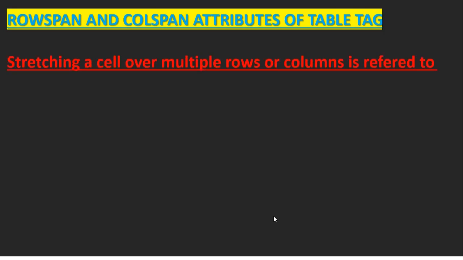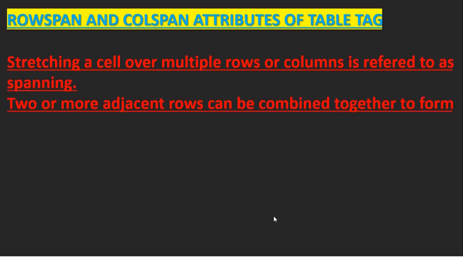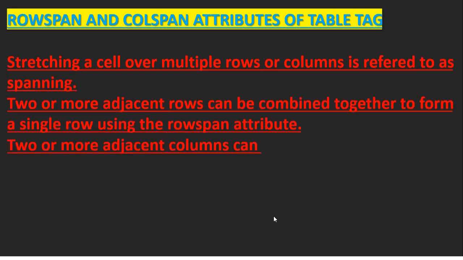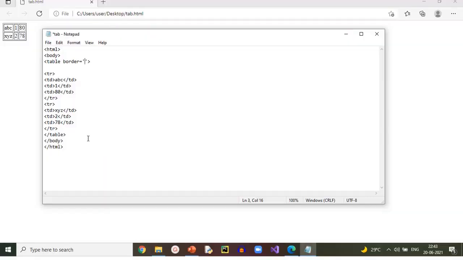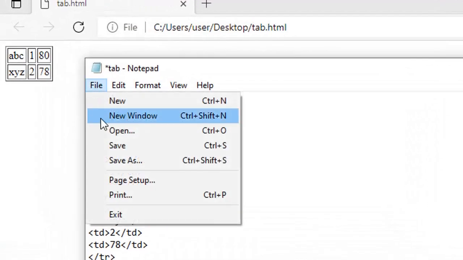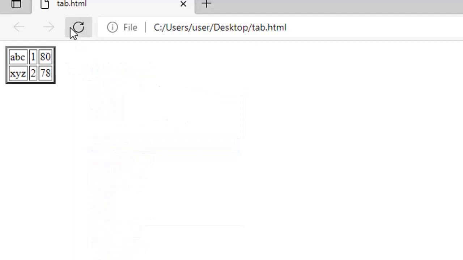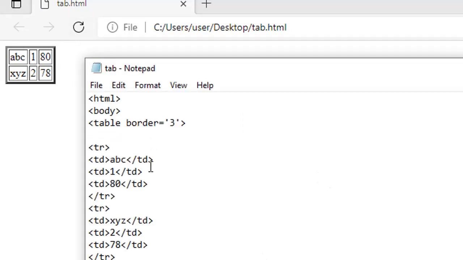One more thing is there: the row span and column span attributes of the table tag. It's also very important for many projects or big applications. Spanning is basically stretching a cell over multiple rows or columns. As you can see on the screen, two or more adjacent rows can be combined together to form a single row using row span. And if you want it for columns, then you use column span. Non-technically, you can say that when you combine two cells to form one cell, that is called spanning.